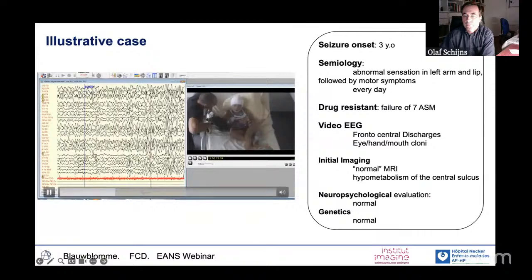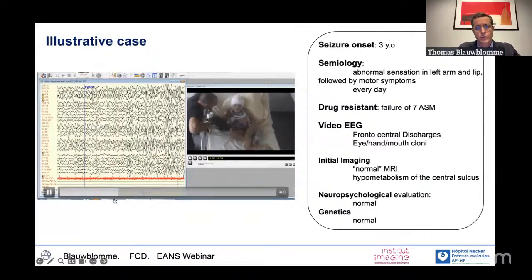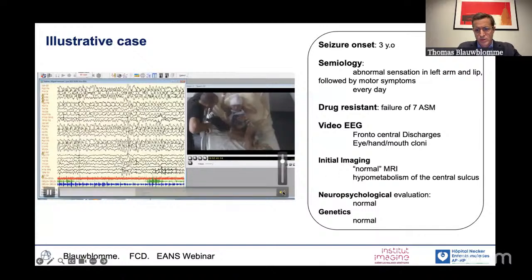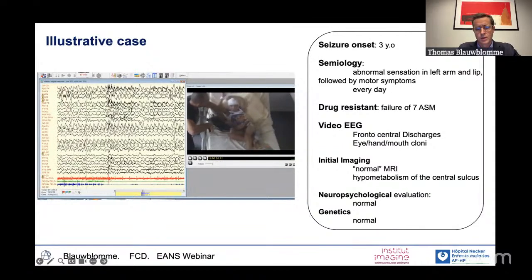Despite this, the EEG is not so informative in terms of localization. It gives you a regional overview of where the seizures are starting, but it does not give you the sweet spot about where the seizure started. The initial imaging was considered normal, although the PET scan showed a slight hypometabolism in the central sulcus. Neuropsychological evaluation was normal, and genetics did not find any germline mutation in this patient.